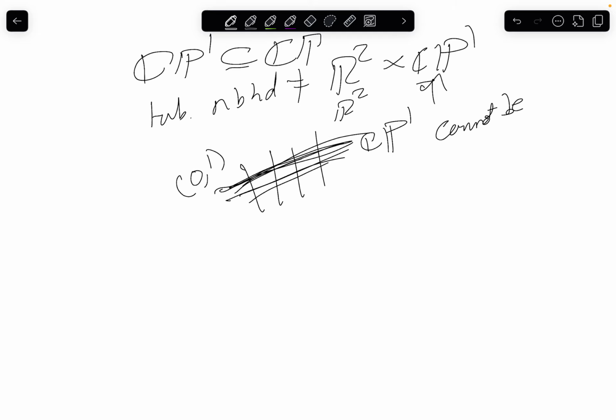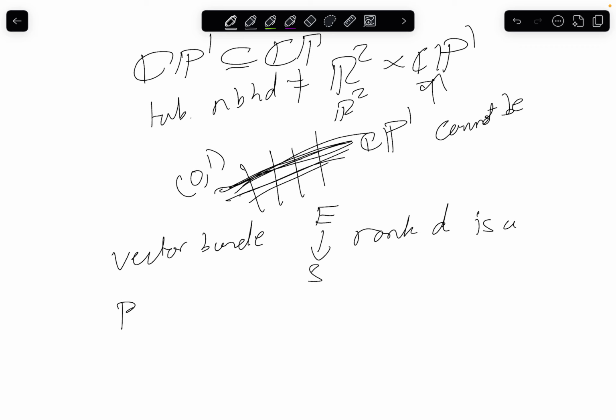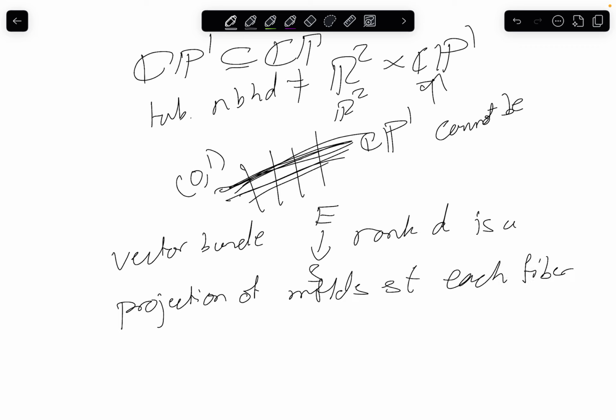So what's the general proof strategy? Well, what you can do is modify your definition of cohomology for a bit. I'll give an informal definition of a vector bundle. A vector bundle E over S of rank D is a projection of manifolds such that each fiber, each preimage of every point, is R^D.